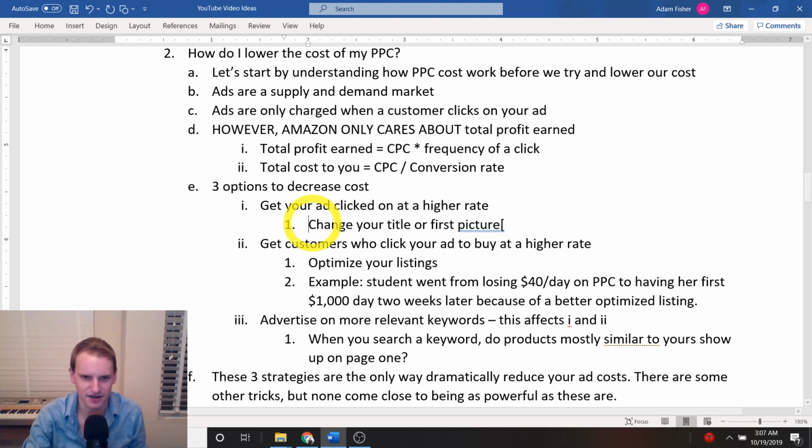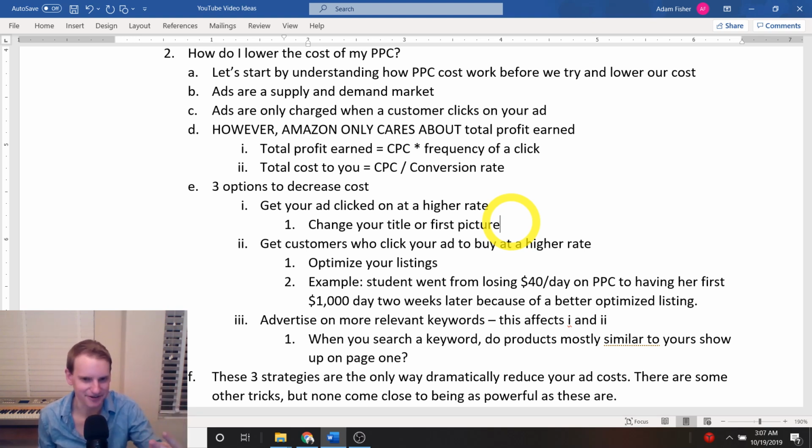So the very first one we've got here is get your ad clicked on at a higher rate. Remember, if your ad's clicked on at a higher rate, Amazon can charge you less per click and still make the same amount of money as all your other competitors. So how do we do this? Well, we don't just call an Amazon rep up and force them to make our ad more clickable. There's really one of 3 things we can do. We could change our product so we have a better product, but wait, that's off the table. We already launched this product. So the other 2 options are, we can change our title, or we can change our first picture, because these are the only 2 things that people see before they click.